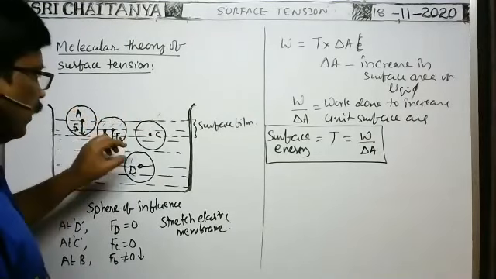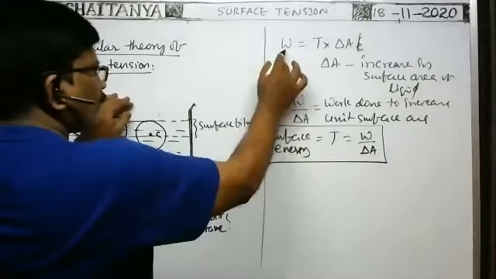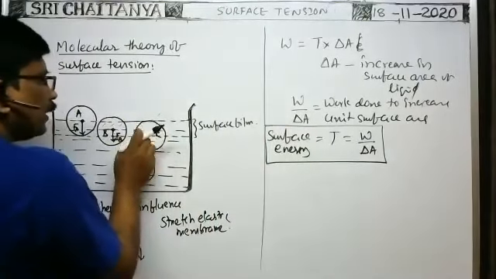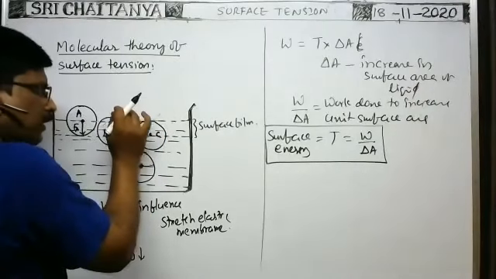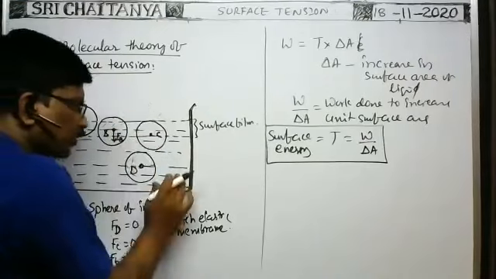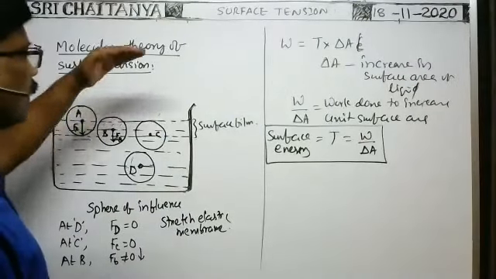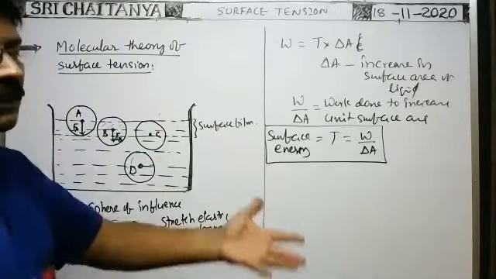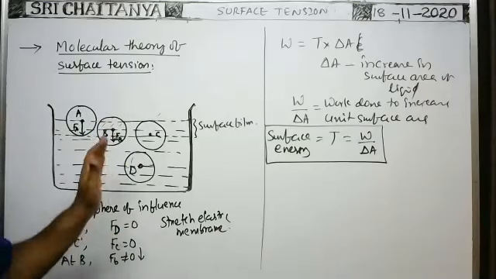To bring the lower molecules to the surface of the liquid, more work is to be done. But the work done in bringing the molecules to the surface of the liquid is stored in the molecules on the surface as potential energy called surface energy. That's why the molecules present on the surface of the liquid have more surface energy than the molecules inside the liquid. That is an important point.